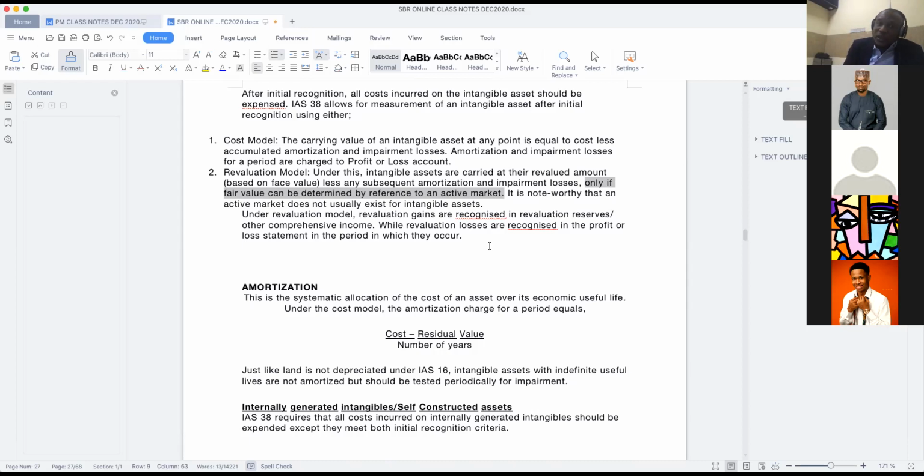It is noteworthy that an active market does not usually exist for intangible assets. That's why in most cases, 90-something percent of the cases, we use the cost model for intangible assets, because there are very few intangible assets that have an active market.